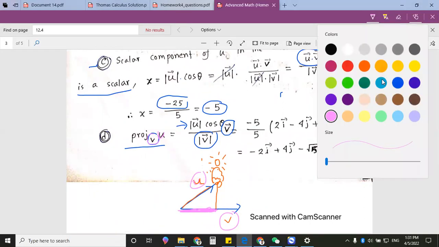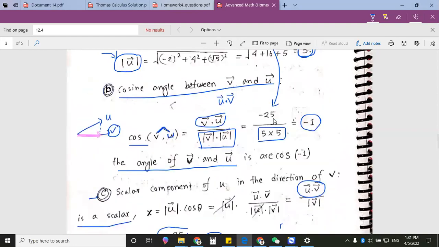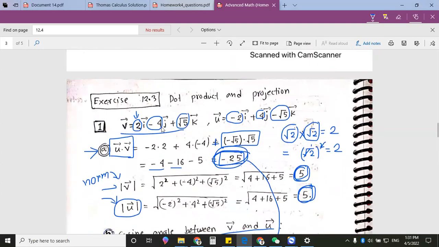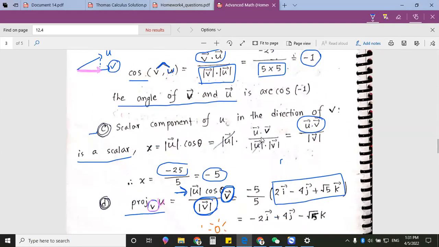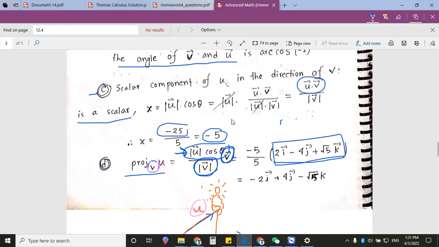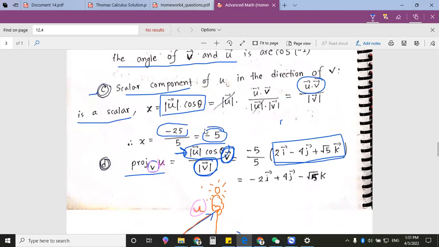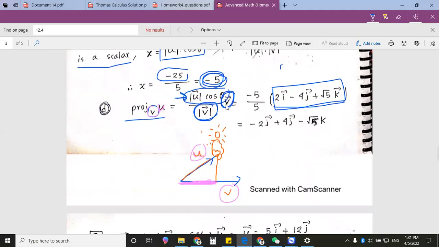So the projection of u over v will be norm of u into cos theta divided by norm of v, into the v vector. I have written here the v vector, which is 2i minus 4j plus 5k. And then u cos theta, the norm of u cos theta, is our scalar component, right? We got this value, which was 5.